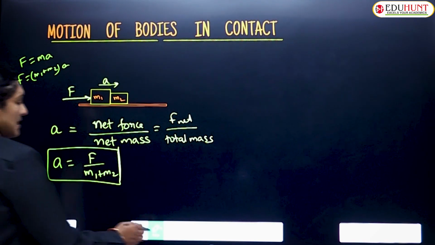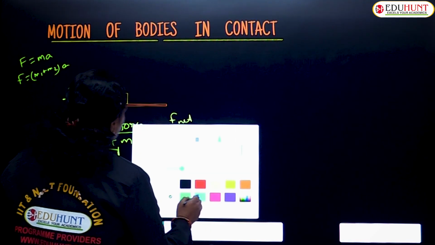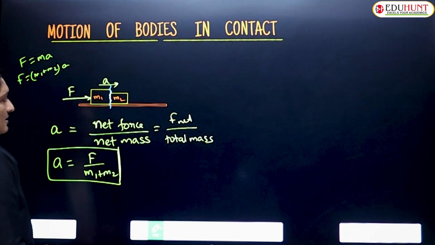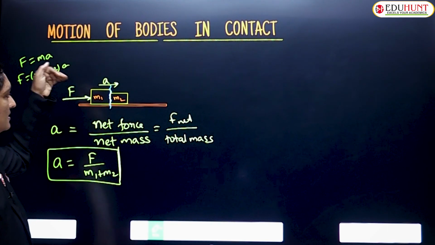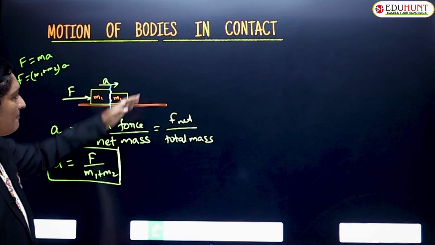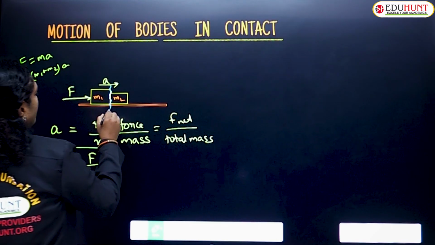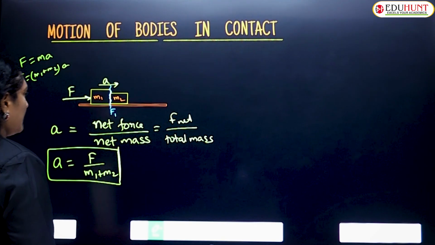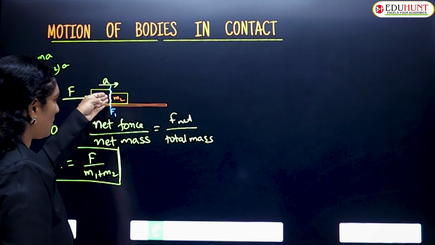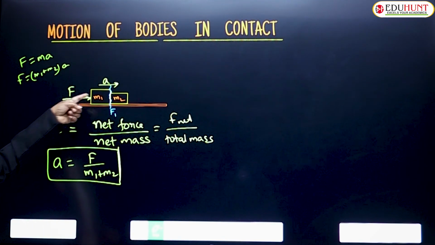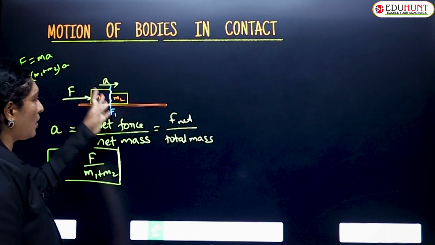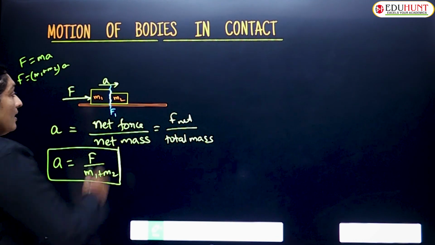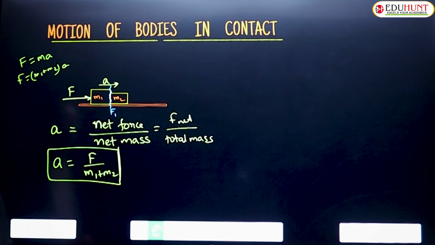Now let us also try to find out the contact force value. Here M1 and M2 are in contact at this surface. At this surface M1 is applying some force on M2, and let us suppose that force is F1. Because of the applied force acting on M1 and because of the contacting force between M1 and M2, this M2 also starts moving, and let us suppose that contacting force is F1.